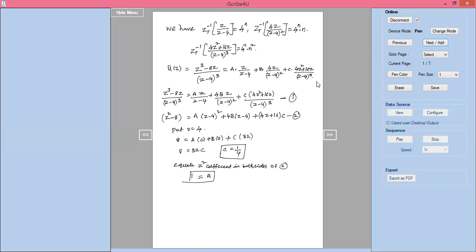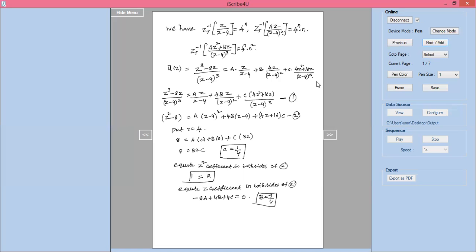Next, also equate the z coefficient in both sides of equation 2. If you equate the z coefficient, you will get minus 8a plus 4b plus 4c equal to 0. If you equate, you will get b equal to 7 by 4. This is the value of b. B is nothing but 7 by 4.